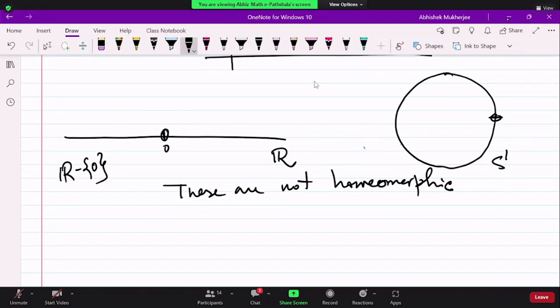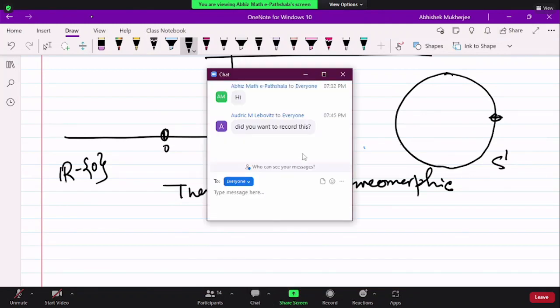Excuse me, sorry. Did you want to record this or? Yes. Okay. Actually, if you remove this 0, that will be disconnected, right? But still S1 is connected, right? So, yeah, great.